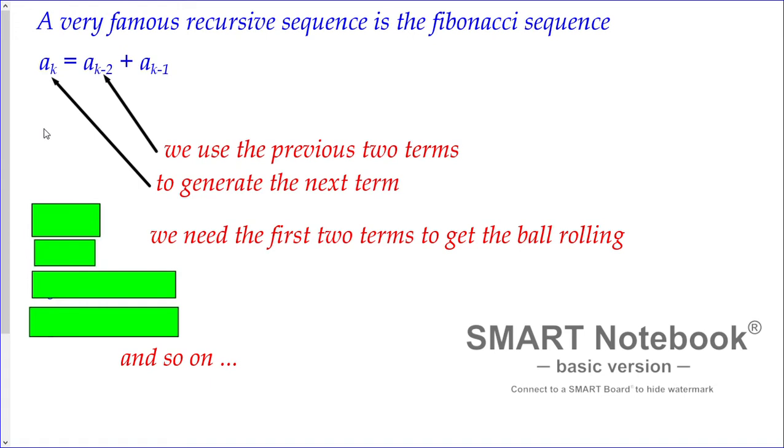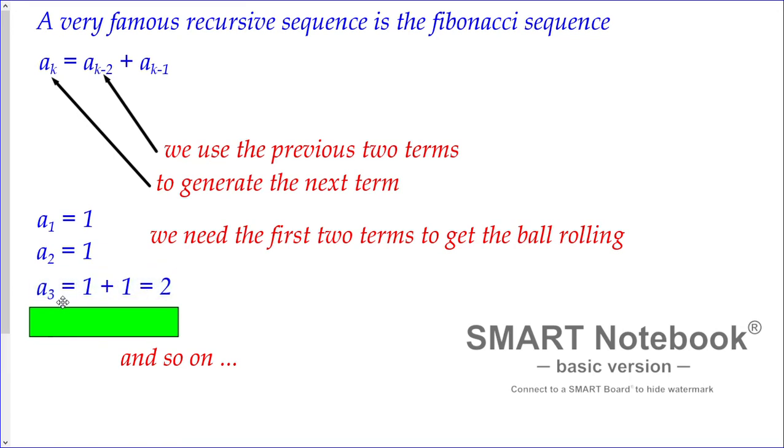So for this one, you actually need two terms to get the ball rolling. Okay? So we have 1 followed by another 1. That's the Fibonacci sequence. Then we need the previous two added together, 1 plus 1, to generate the next term. Then we use these two previous terms, 2 plus 1, to generate the next term, and so on, and so on, and so on. That's the Fibonacci sequence. Okay?